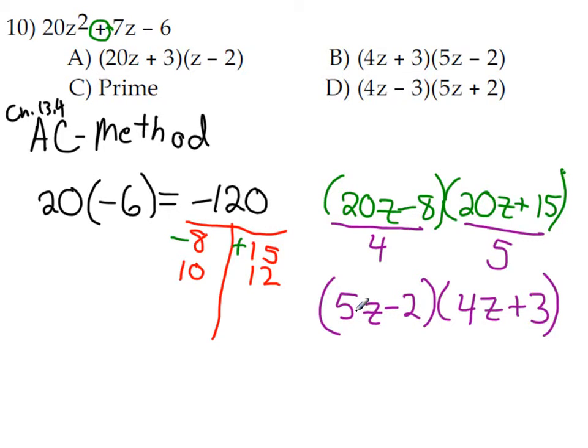And let's see, 5z times 4z is in fact 20z squared. Negative 2 times 3 is negative 6, so we're winners. Now we just got to figure out which one of these is our answer. Well, A is silly talk. We know it's not prime, we just factored it. And now we just got to be careful of the signs. It's 4z plus 3. That's what we have. So B's our winner. And there we are.